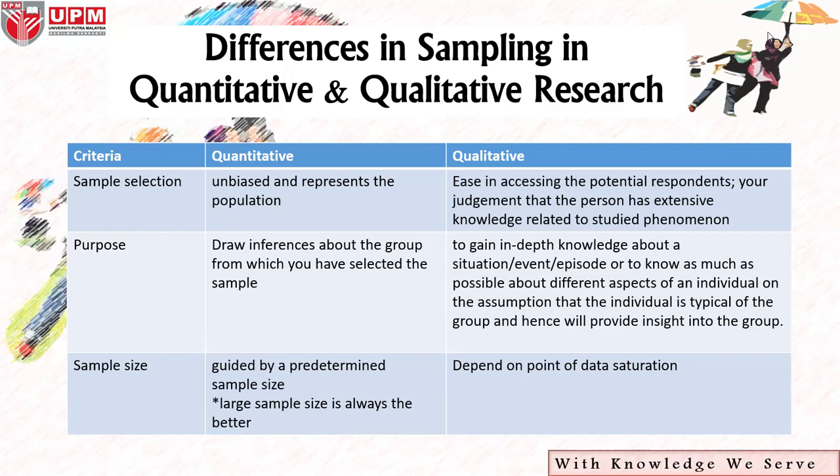Okay, so in quantitative, the main principle when we select a sample is that we need to make sure it is based on the principle of unbiased and represents the population. Dalam kuanti, kita nak pilih sampel tu, kita tak nak bias. Sebab apa tak nak bias? Kita nak make sure sebab sampel yang kita pilih tu represent. Sebab tu dia tak boleh bias.